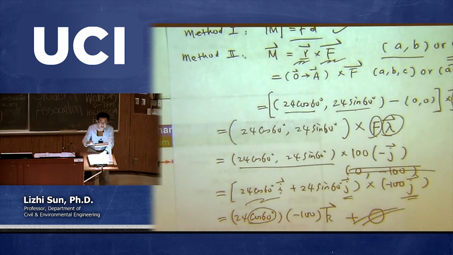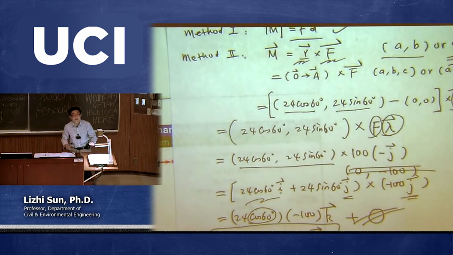Cosine 60, you punch your calculator, that's half. Half times 24, 12. 12 times 100, that's 1200, right? Negative 1200. And finally you need to write the unit, that's in terms of pound inch, and then K. So this, in fact, is the answer.